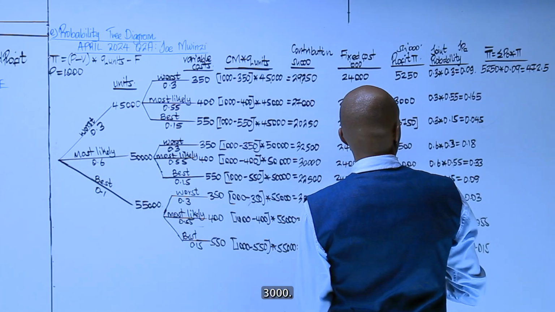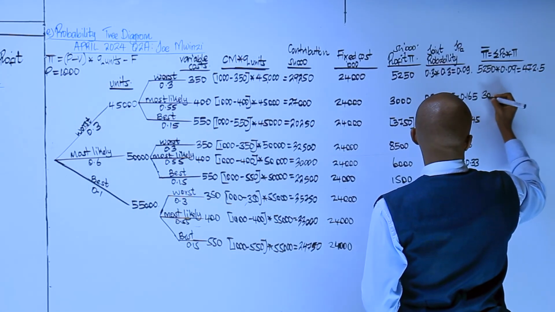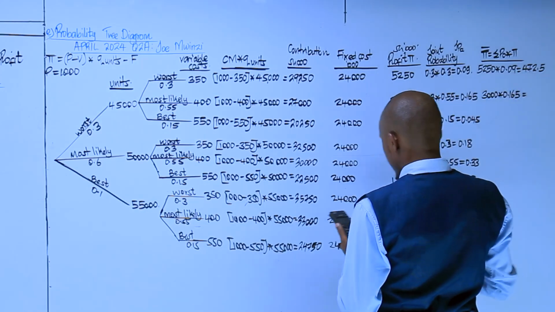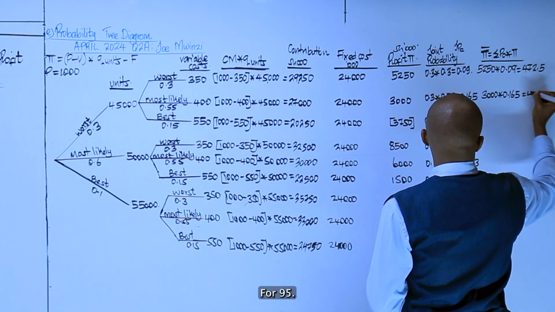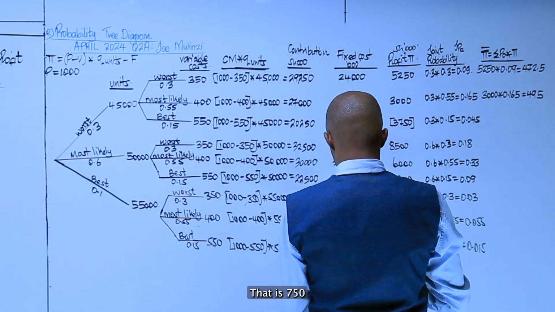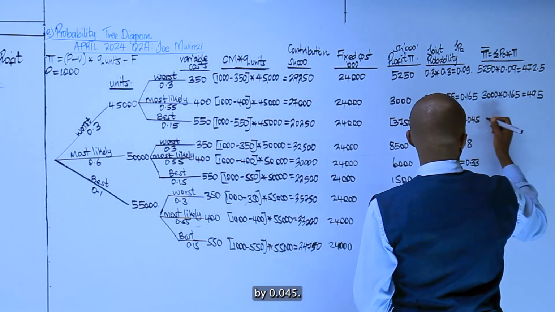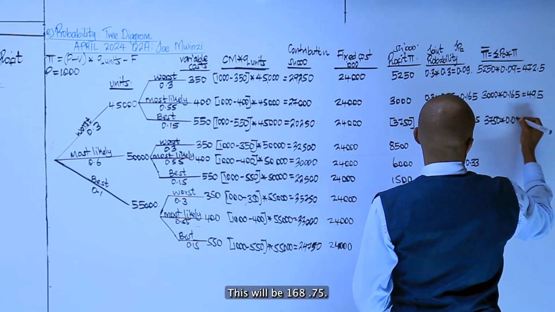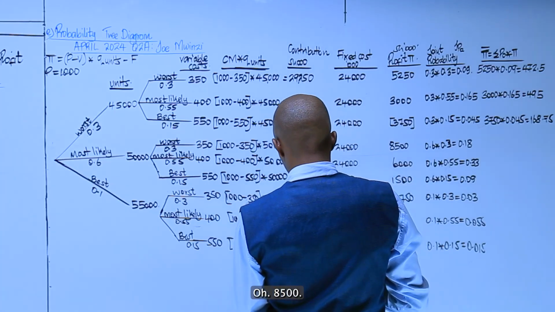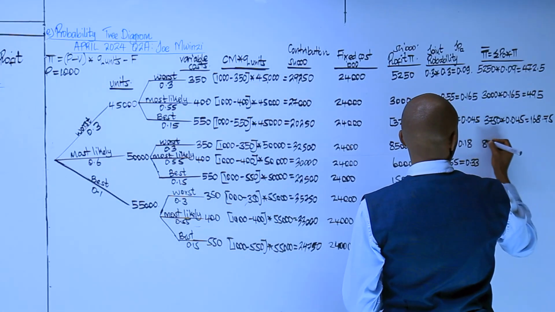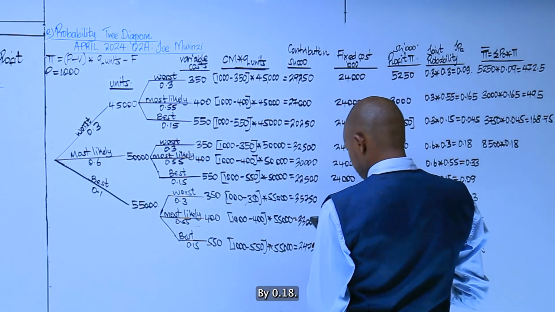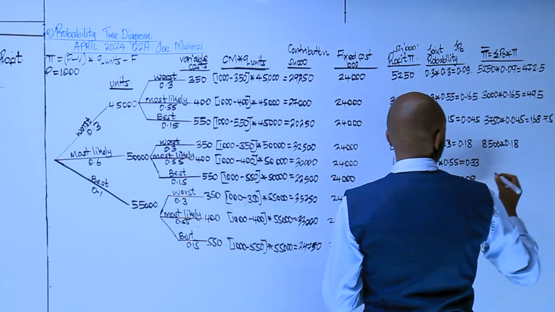3000 by 0.165, 495. 3750 by 0.045. This will be 168.75. 8500 by 0.18, 1530.